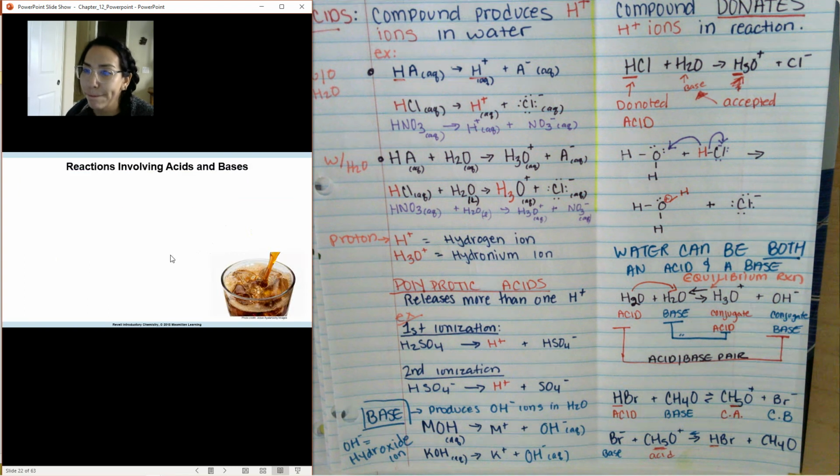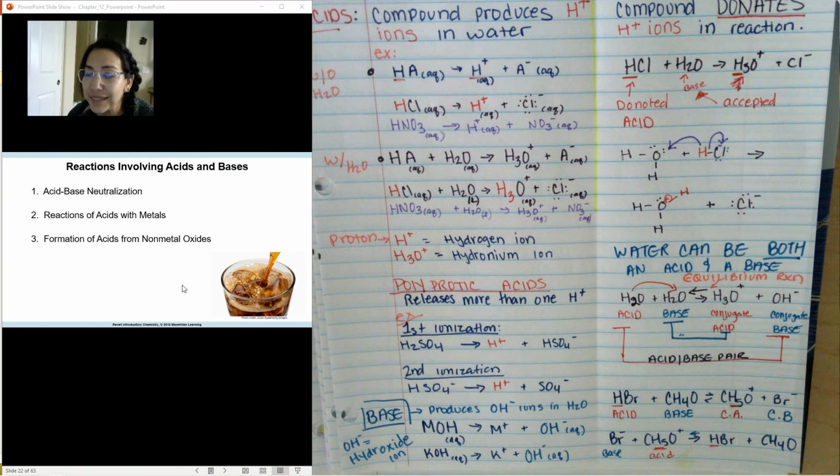All right. So this next section is reactions involving acids and bases, where we're going to talk about acid-base neutralization, acids with metals, and formation of acids from non-metal oxides. This is going to be in the next video, part 2. Ciao.